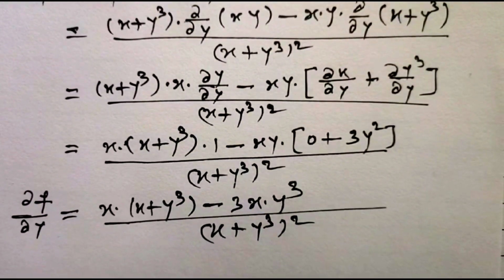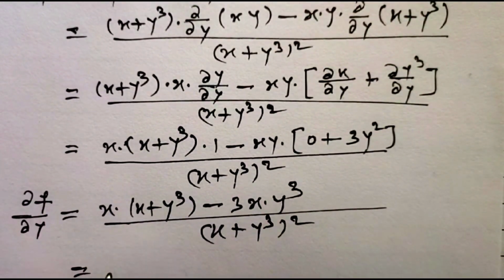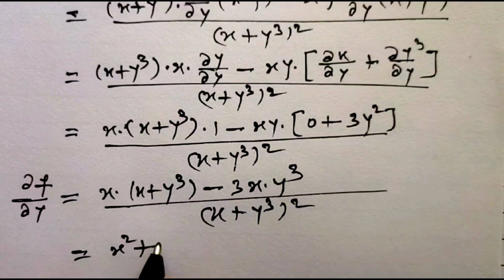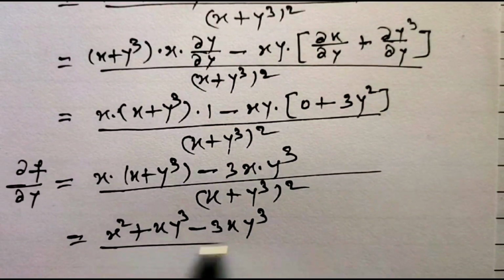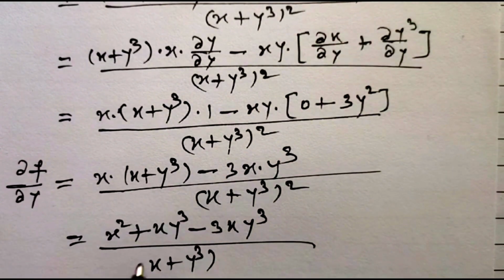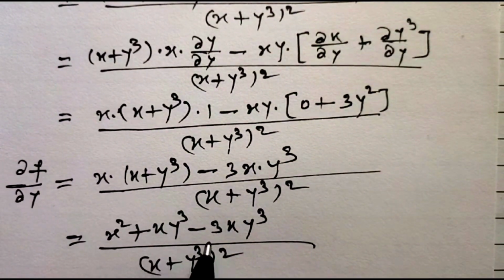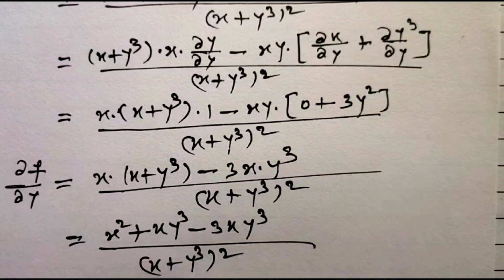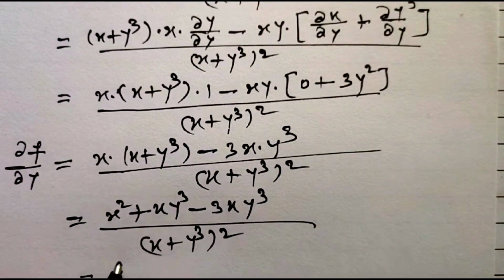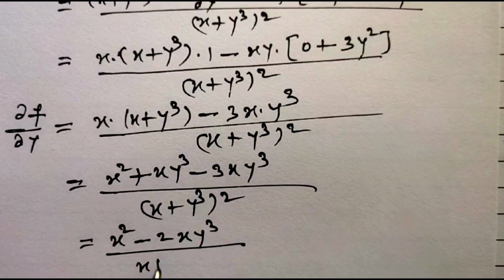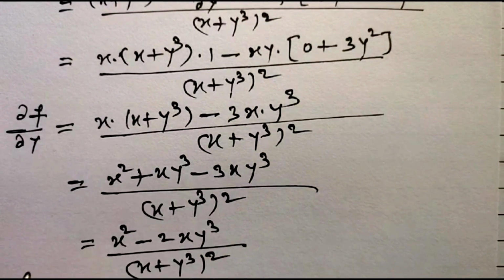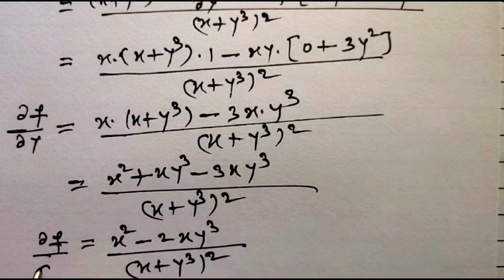So this is equal to, taking multiplication, x into x, x square, plus x into y cube, xy cube, minus 3xy cube, divided by (x plus y cube) its square. Here xy cube minus 3xy cube: this is 1 time and this is 3 times. So this can be written as x square minus 2 times xy cube, divided by (x plus y cube) square. This is the partial derivative of f with respect to y.